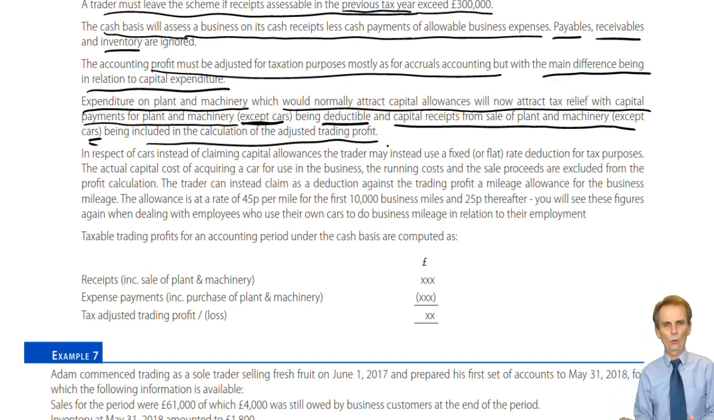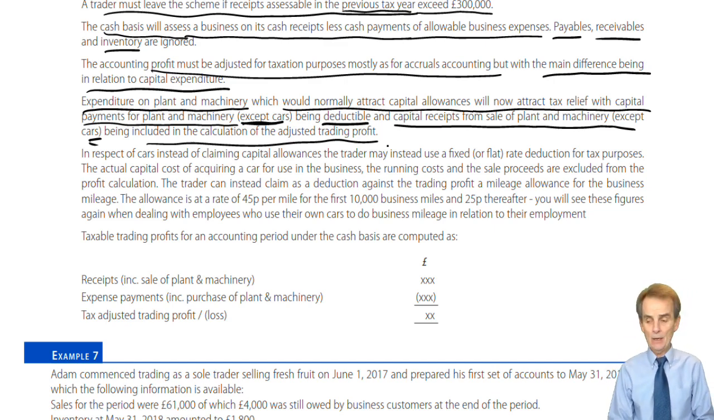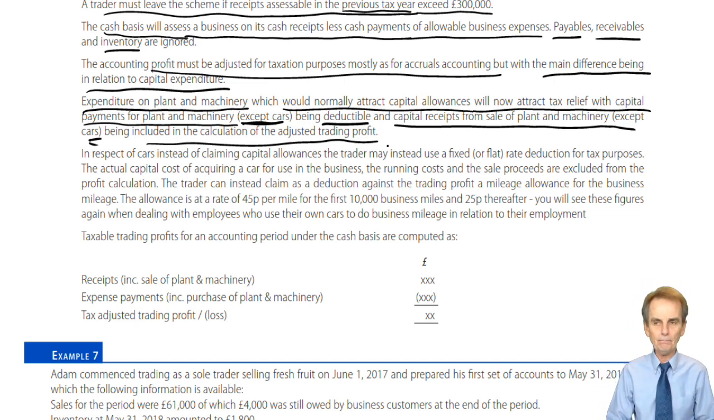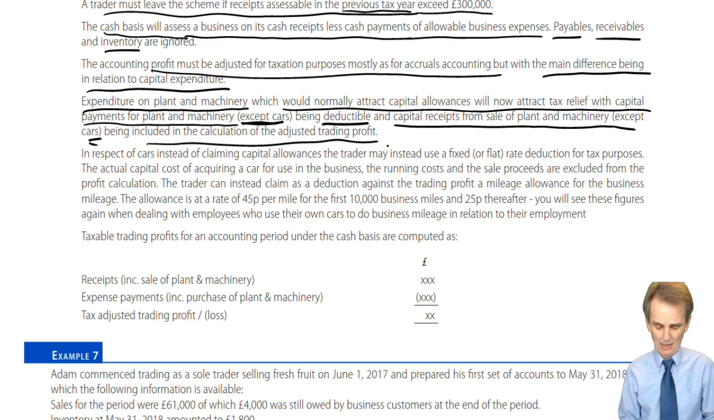So if it's just normal plant and machinery, equipment, fixtures and fittings used within the trade, we're still going to work on a cash basis. When you buy it, that is a payment, it is a deduction. When you sell it, any proceeds are taken in as a receipt and they therefore increase the profits. But of course, it's always likely that the small business might still have a car within that business, most usually, of course, used by the proprietor. So what are we going to do there?